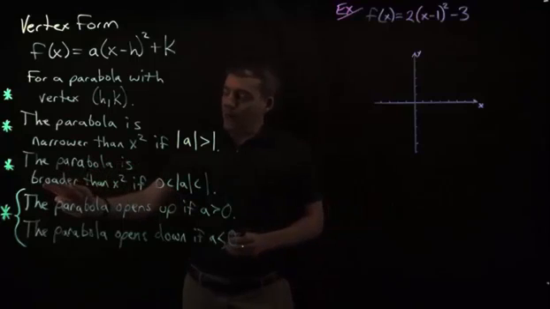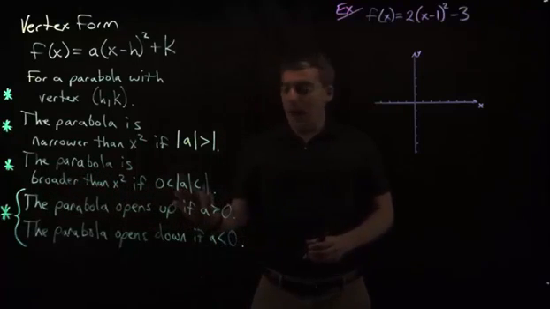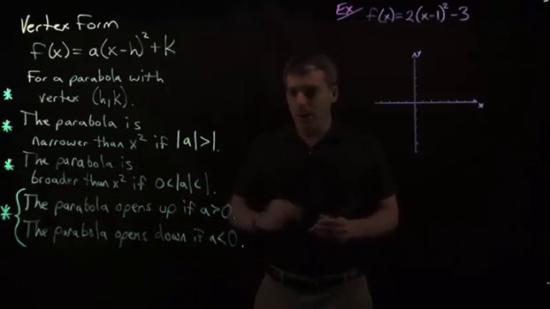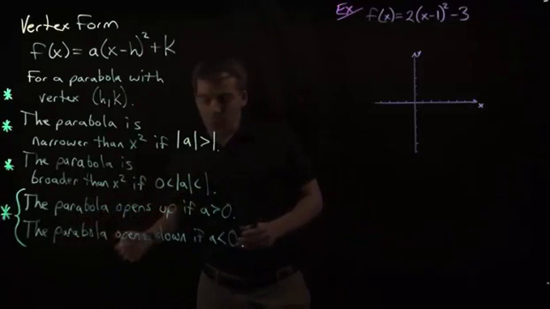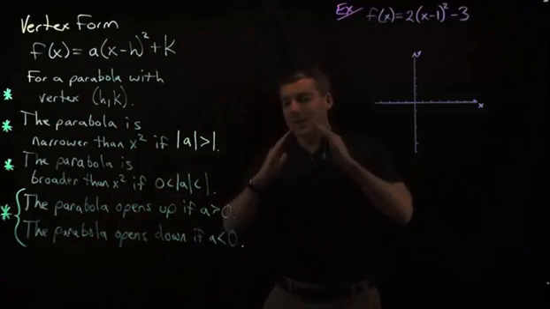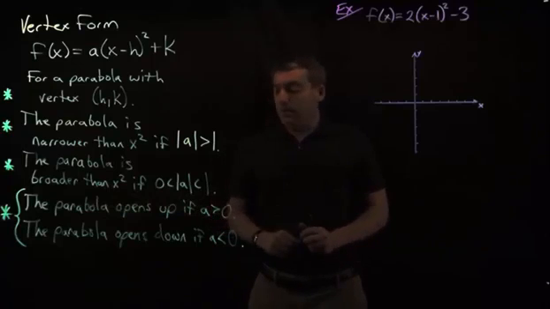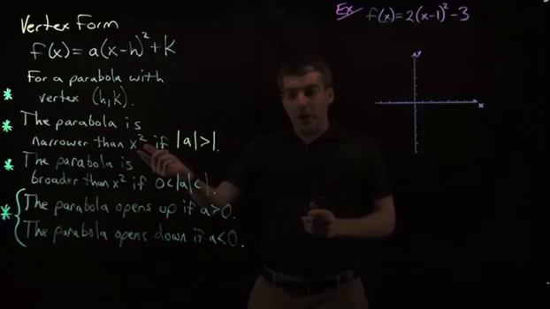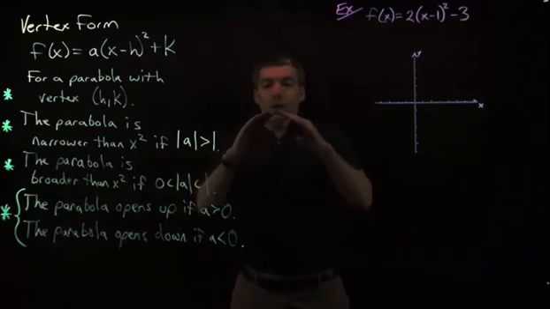The graph of the parabola is broader than x squared if the absolute value of a is between 0 and 1. Say a fraction, 1/2 or 1/4. We can also determine whether the parabola opens up or opens down based on the sign of a. If a is positive, the parabola will open up, like x squared. If a is negative, it will open down.